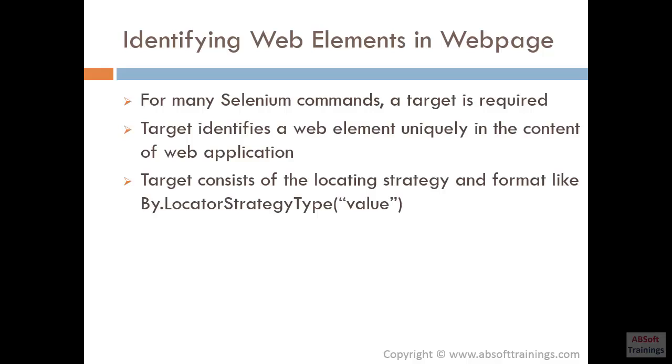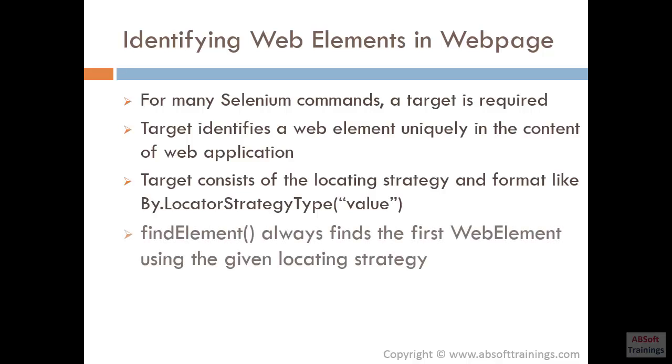Target consists of the locating strategy and the format is By dot locating strategy type like id or name or XPath, and you give the value. We have already seen it's like By.id and you give the id value. We use the By class to locate the web elements in Selenium WebDriver. We have already seen that we use By class in findElement. Whatever we are going to discuss now, this is specific to Selenium WebDriver. We are going to look at identifying web elements or different locating strategies with Selenium WebDriver.